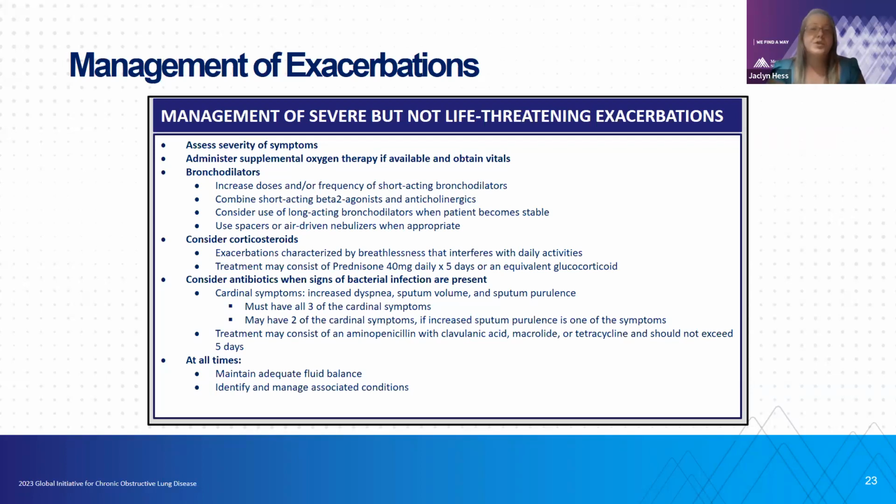So for patients who are hypoxic, if supplemental oxygen is available, then they should be advised to utilize it. For short-acting bronchodilators, we like to combine both SABAs and SAMAs, and then we want to increase the dose and/or frequency of administration. And when appropriate, recommend the use of spacers if patients were previously using them, or nebulizer machines, to make sure that they're getting their full dose.